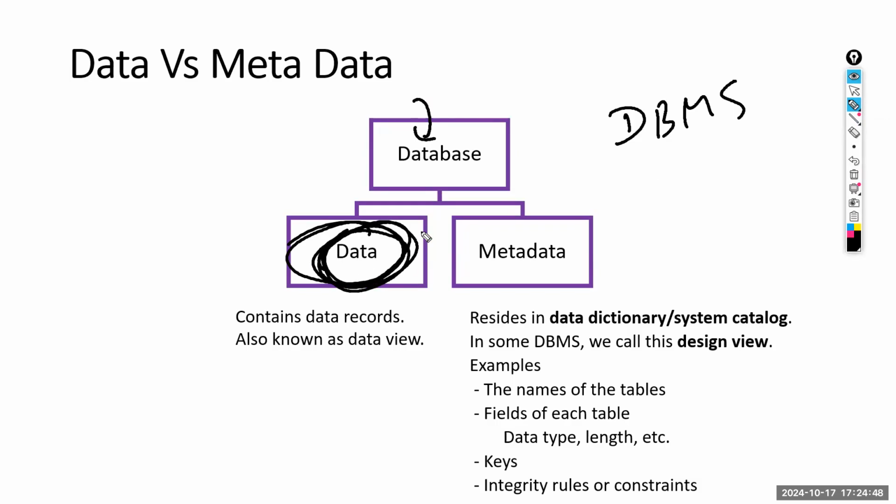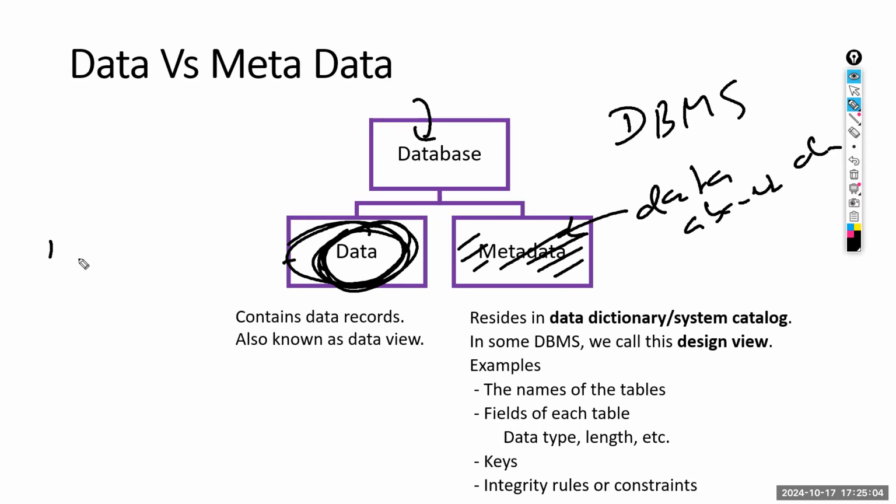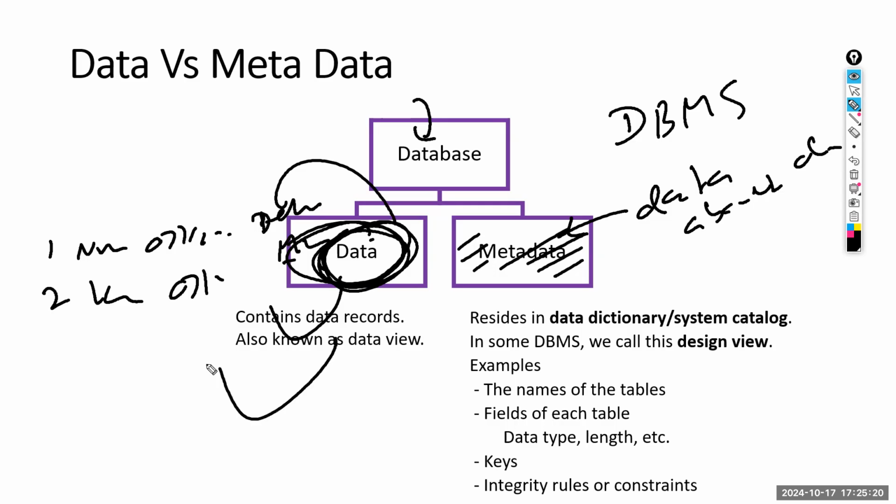And your DBMS keeps not only data, it keeps metadata. Metadata means data related to data, or data about data. Another name is what? Data about data. So maybe this data is one, Nimal, Note 77, vehicle; two, Kamal, Note 71, maybe Maharagama. So this is data records.